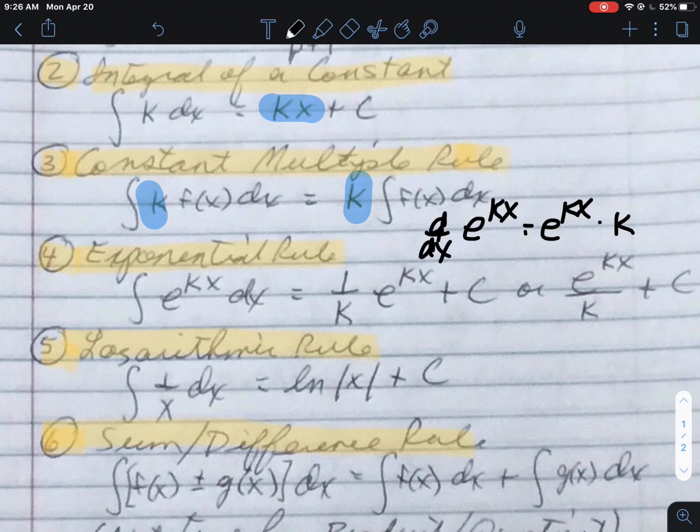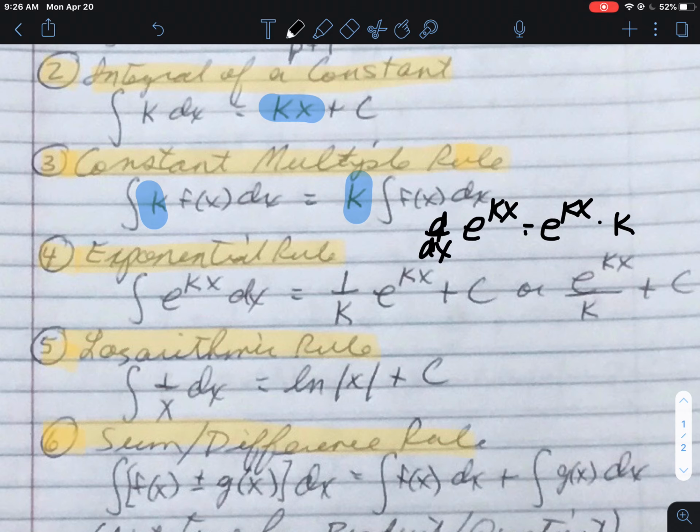That's the more precise method. But either way is fine. So the integral of e to the kx dx is 1 over k times e to the kx plus c, or it's e to the kx divided by k plus c. And again, you could write that either way. That's personal preference. So divide by k or multiply by the reciprocal, either way.